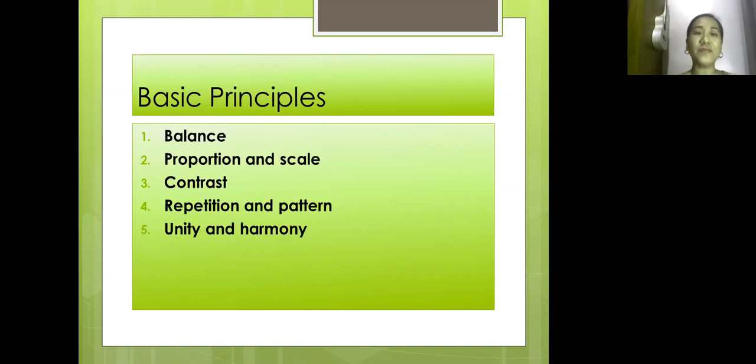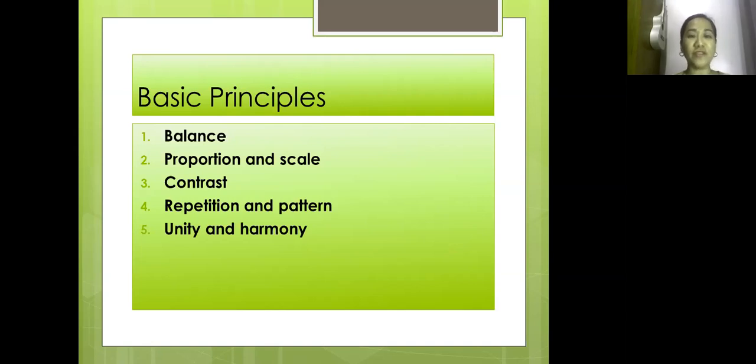And then we have the basic principles for painting. We have the balance, the proportion and scale, the contrast, repetition and pattern, unity and harmony. We have discussed in the past that when we say principles, these are the guiding steps or guiding procedures in making your artwork. These are the things that you consider in making your artwork.